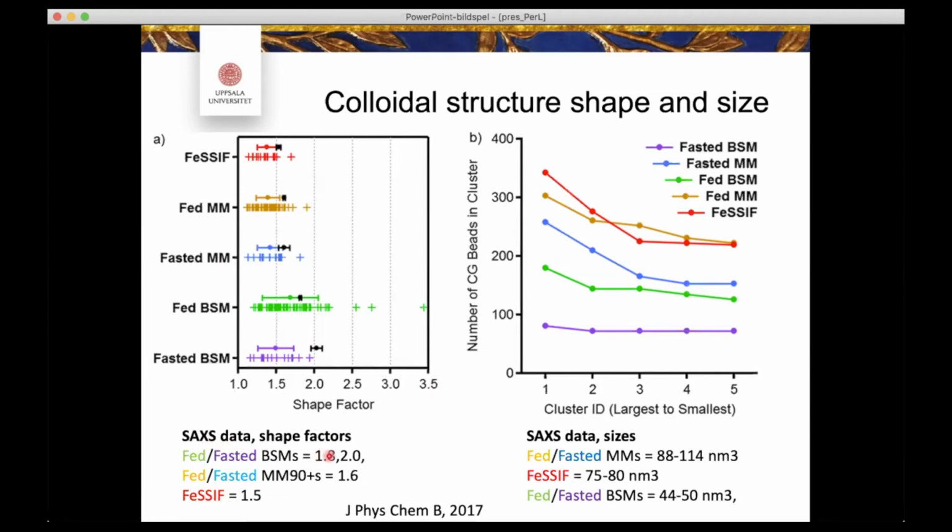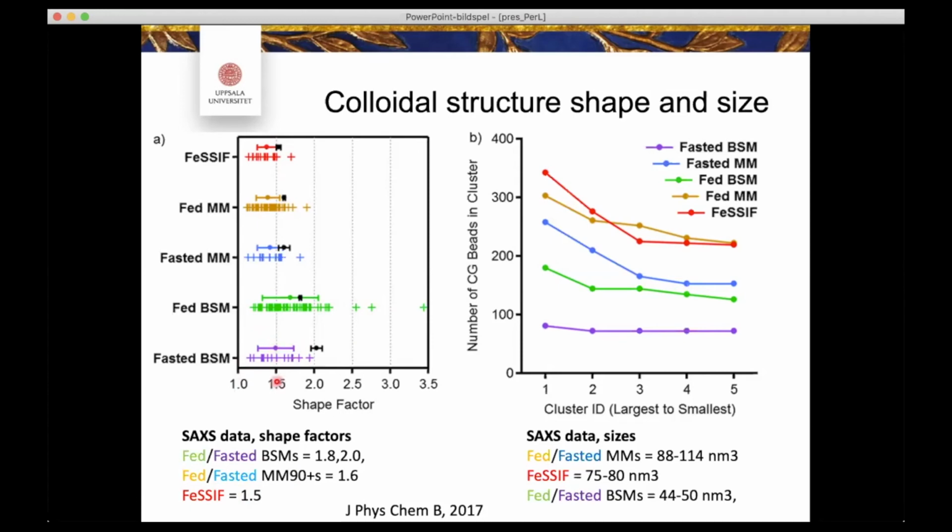So about 1.8 or 2 for the fed and fasted bile salt micelles, which appear to be slightly more elongated than the mixed micelles, and then SIFS at 1.5. So comparing that, these are the simulation data. So the fed and the fasted bile salt micelles, we have some structures that do seem to be more elongated than average. And then for SIFS, again, the shape factors appear to be somewhere between 1 and 1.5.